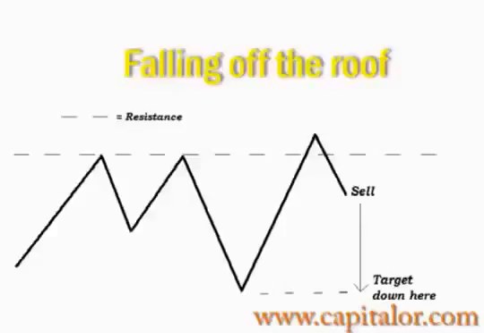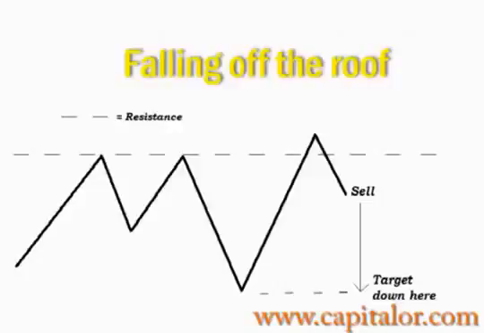Falling off the roof. The phenomenon of the pattern known as falling off the roof could be described as: if price gets above resistance but fails to hold a new high, it is going down again. And on the image I am showing you, where it says sell, that is the point where you have to sell, and where it says target down here, that is the point where you will get your profit.